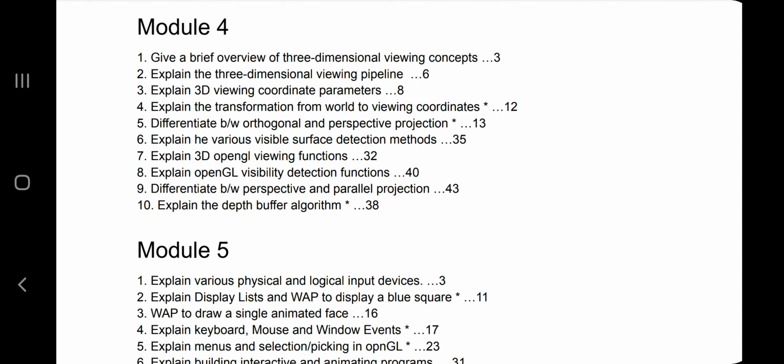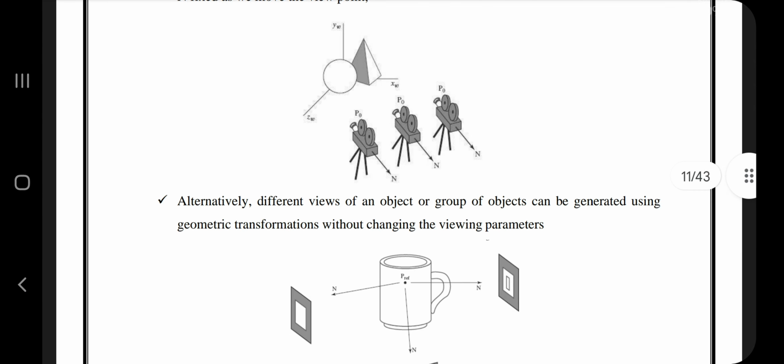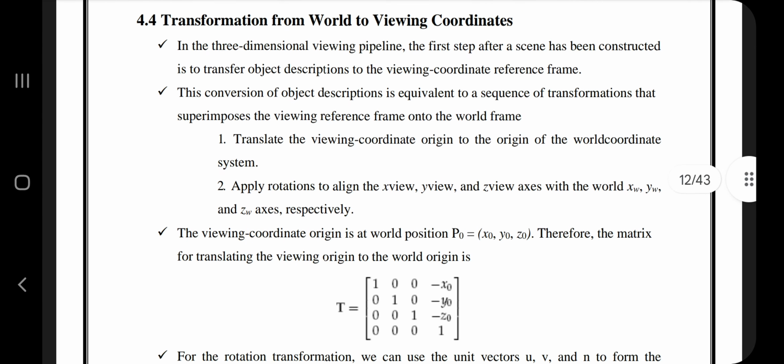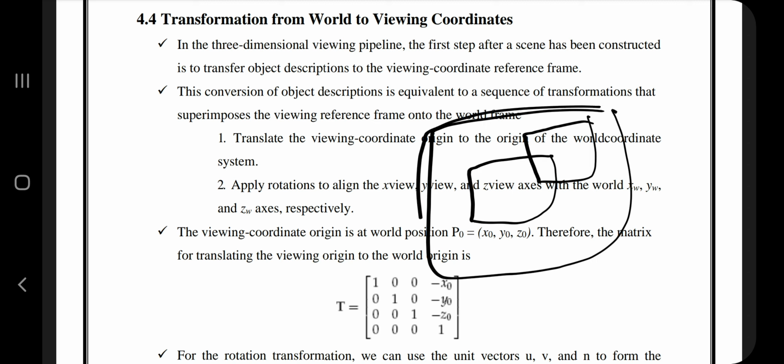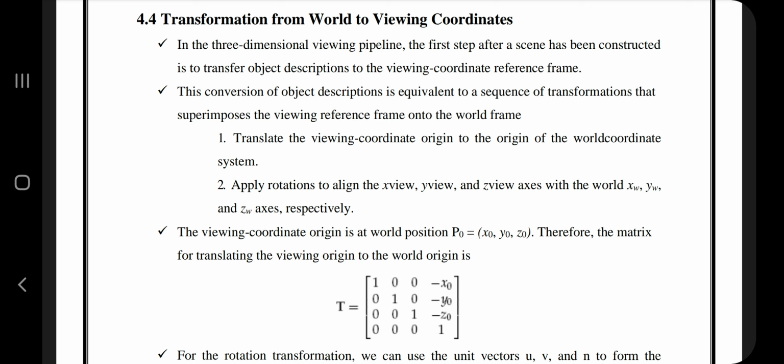Next we have to explain the transformation from world to viewing coordinates. See, world coordinates is the outer view, and viewing coordinates is the inner view, okay. This is the world coordinate, and whatever we are trying to view at the particular instance of time, that is the viewing coordinate. If we are trying to view this part, this is the viewing coordinate. How to transform the world coordinate things into the viewing coordinate things? The two steps are: translate the viewing coordinate origin to the origin of world coordinate, apply the rotation in the x, y, z axis to the xw, yw and zw axis respectively, okay.